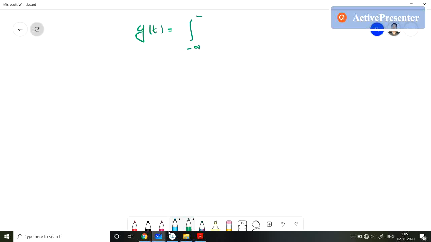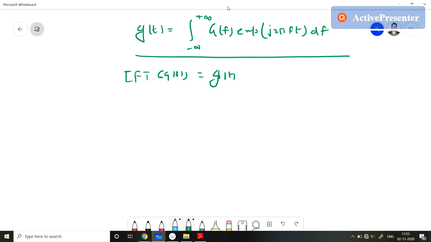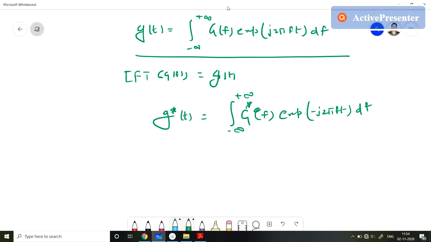So g(t) is written as the integral from minus infinity to plus infinity of G(f) exponential j 2 pi ft df. This is the inverse Fourier transform, the formula for getting g(t) back from G(f). If we take the conjugate on both sides, then we will get the integral from minus infinity to plus infinity of G conjugate(f) exponential minus j 2 pi ft df. Also the conjugate will make the sign plus.